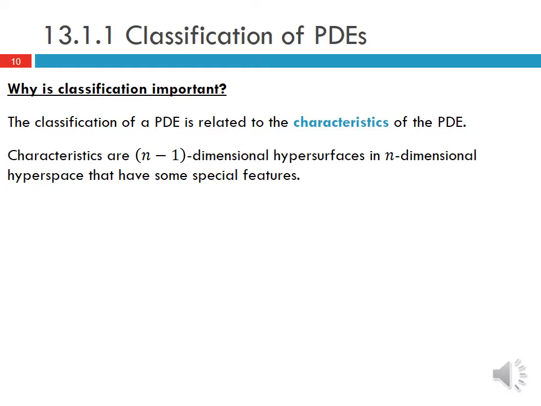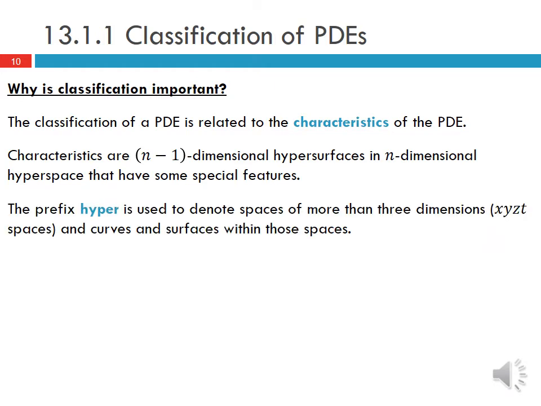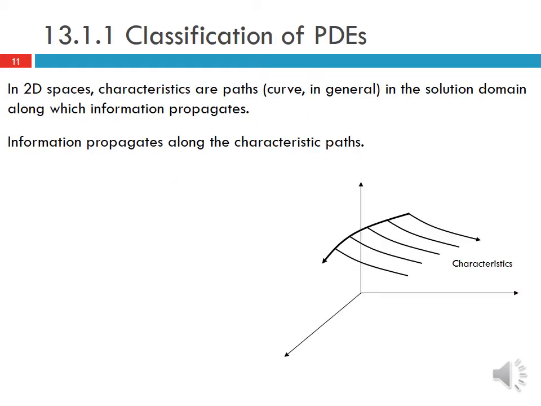The characteristics are n-1 dimensional hypersurfaces in n-dimensional hyperspace that have some special features. So the prefix hyper here is used to denote spaces of more than 3 dimensions. So for example, x, y, z, t spaces, and curves and surfaces within those spaces. So in 2D spaces, characteristics are paths that are curved in general and in the solution domain along which information propagates. So information propagates along the characteristic paths.